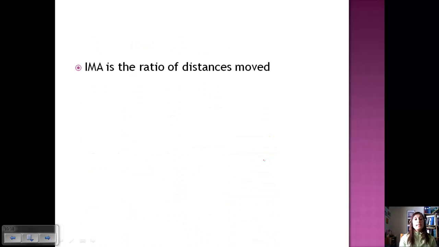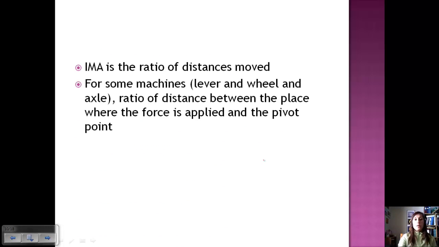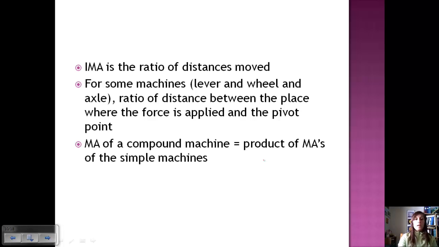Okay, well remember we said the ideal mechanical advantage is the ratio of distances moved. So for some machines like the lever and the wheel and axle, where on the lever we talked about the fulcrum point, the ratio of distance is the ratio between the place where the force is applied and then that fulcrum or the pivot point. So the mechanical advantage of a compound machine then is the product of the mechanical advantages of all the simple machines that make up the compound machine. And so you'd find each of them individually and multiply them together.